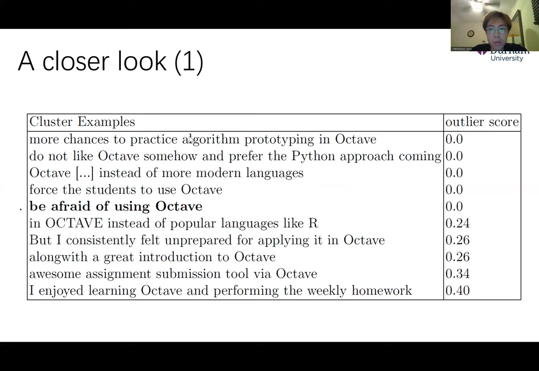But they are pretty much very negative about OTIF. Say this one talks about not liking OTIF, and this one says it's using OTIF instead of more modern languages for students to use, and to be afraid of using it. While when the outlier score gets larger, somebody is talking about how I enjoy learning OTIF and an awesome assignment submission tool by OTIF. So we can see that both negative and positive sentiments are expressed in this cluster while they're still clustered together because they're talking about the same aspects.